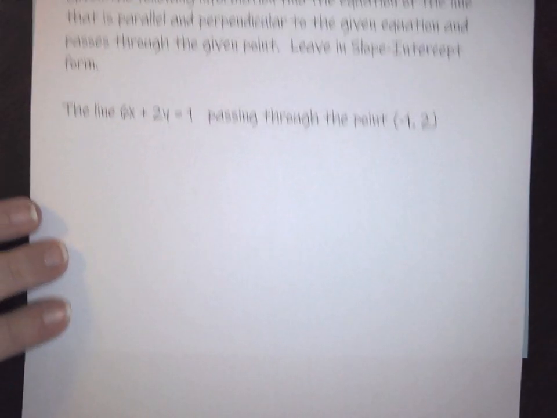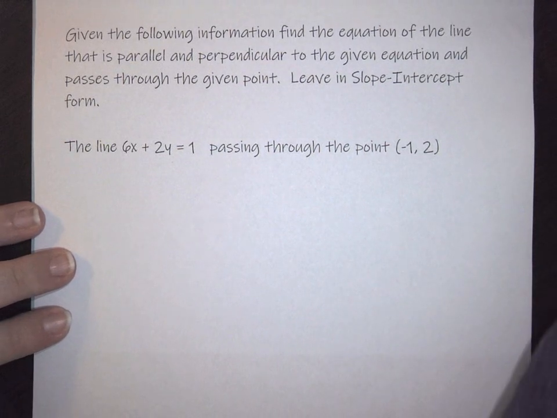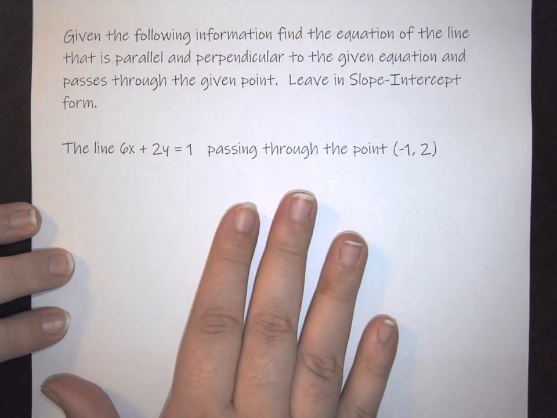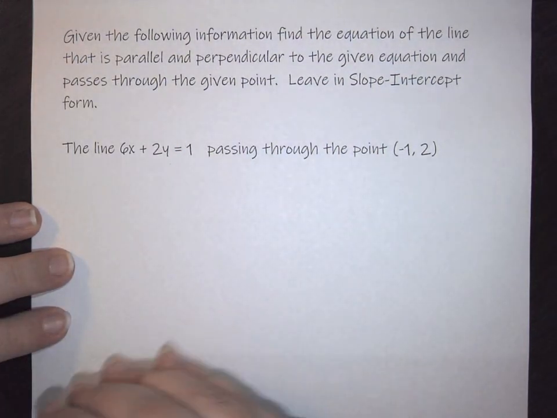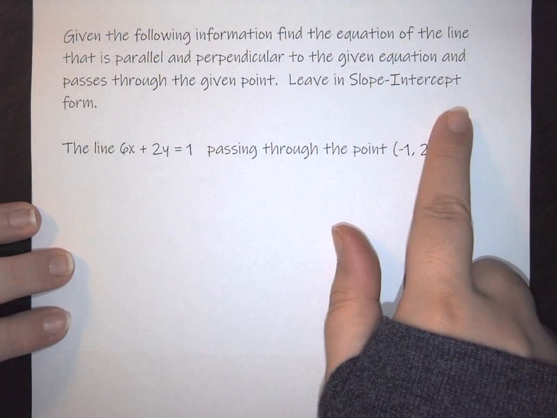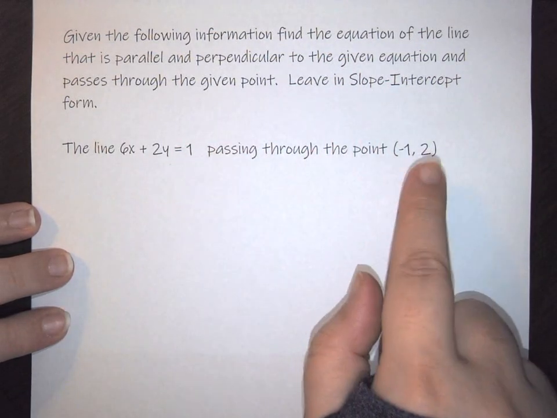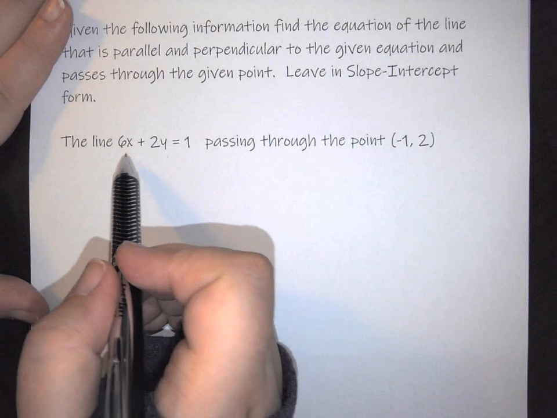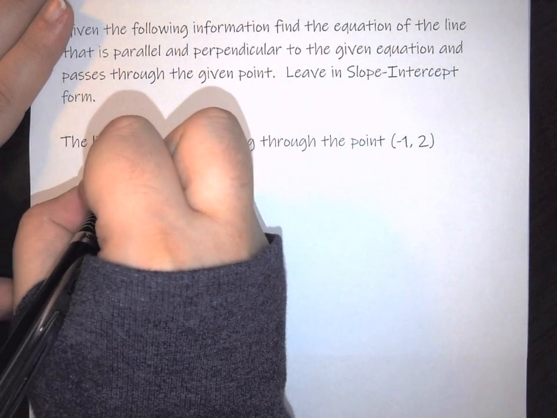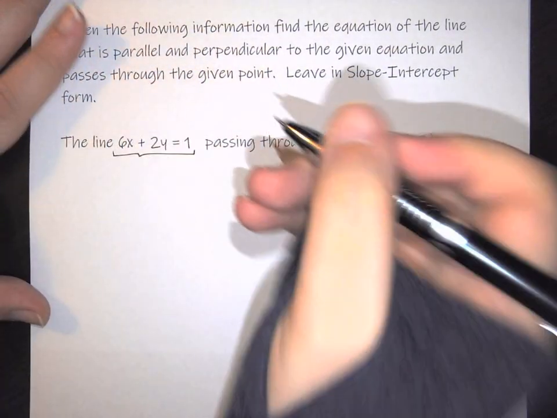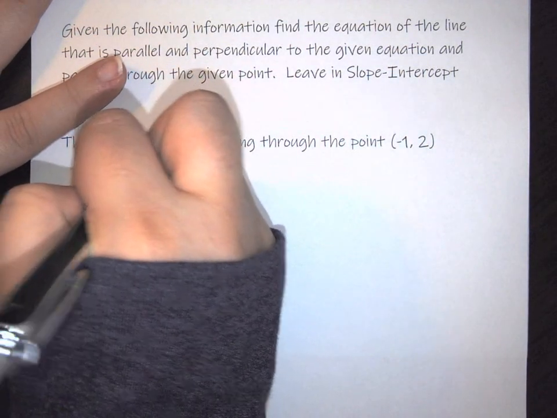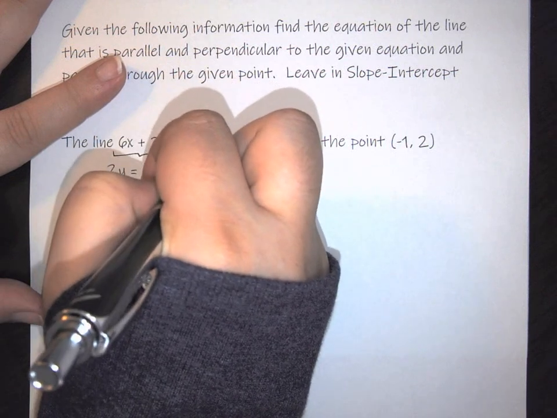The other type of question you may see a lot with parallel and perpendicular says, given the following information, find the equation of the line that is parallel and perpendicular to the given, and leave it in slope-intercept form. So I'm giving you a line, and I'm giving you a point, and I want to know another line that is parallel, and then another line that is perpendicular. So the first thing that I would do is rewrite this into slope-intercept form. So you're going to have 2y is equal to negative 6x plus 1.